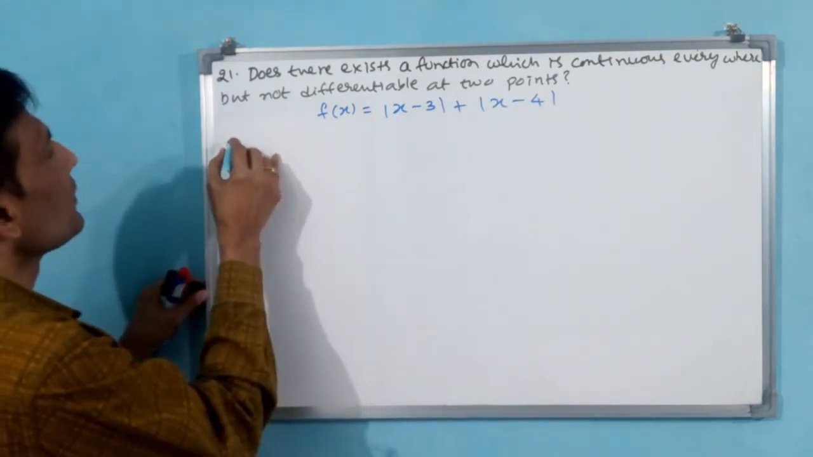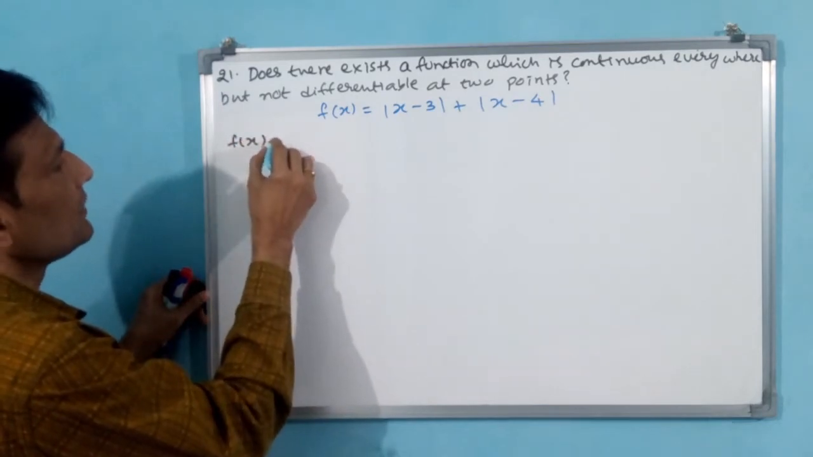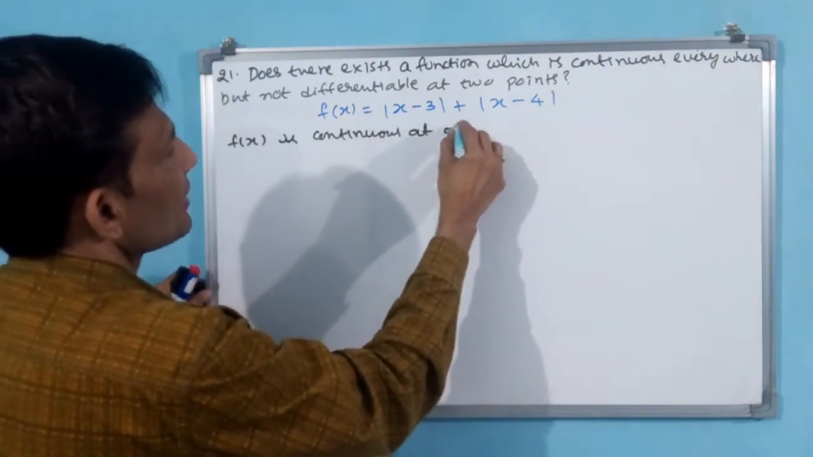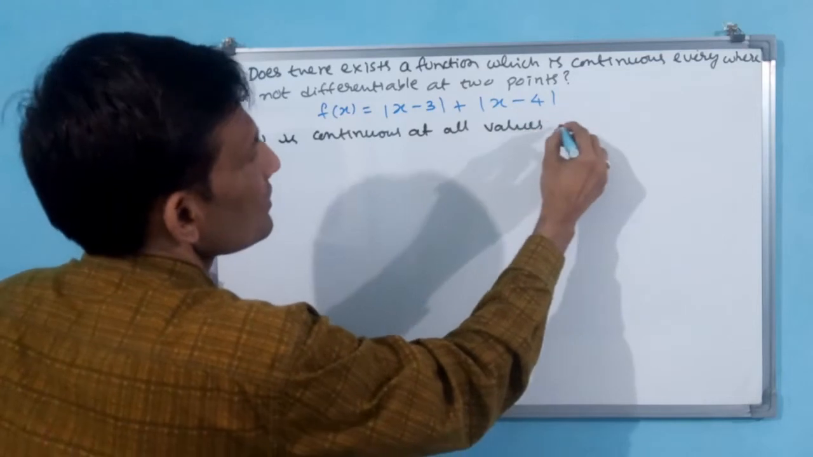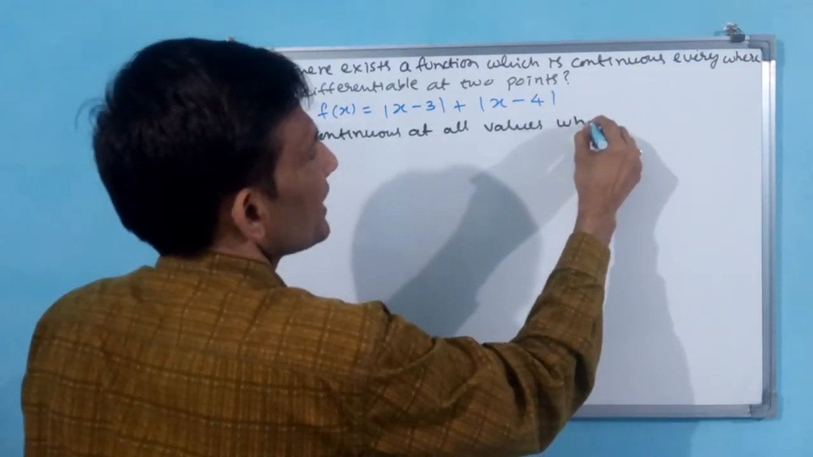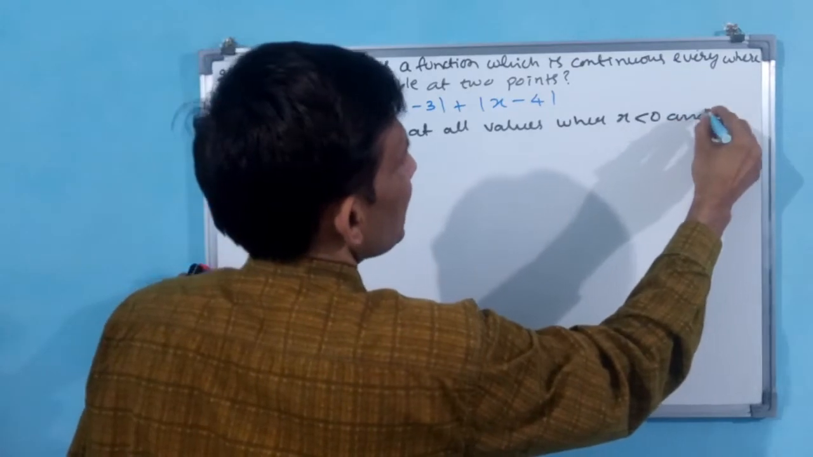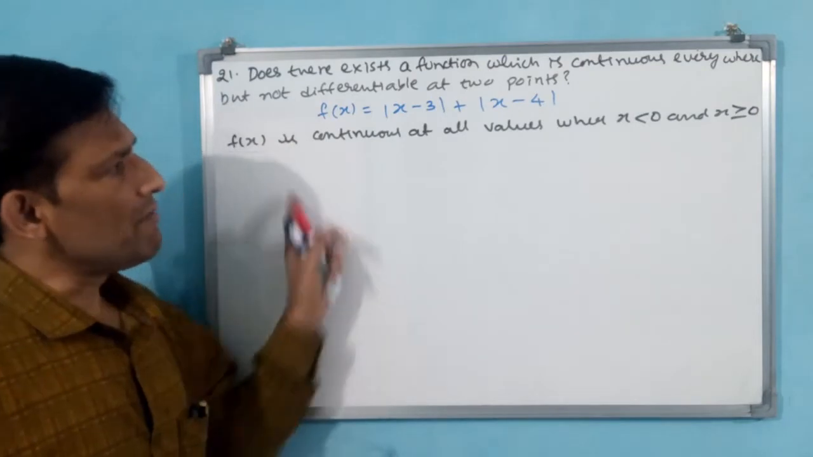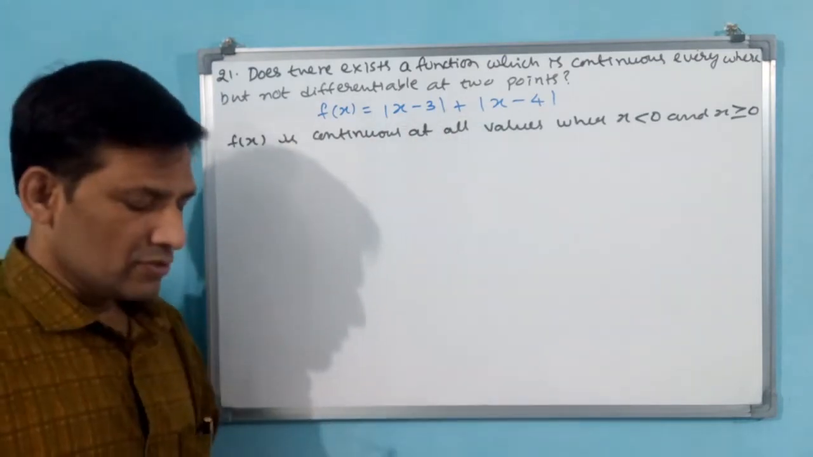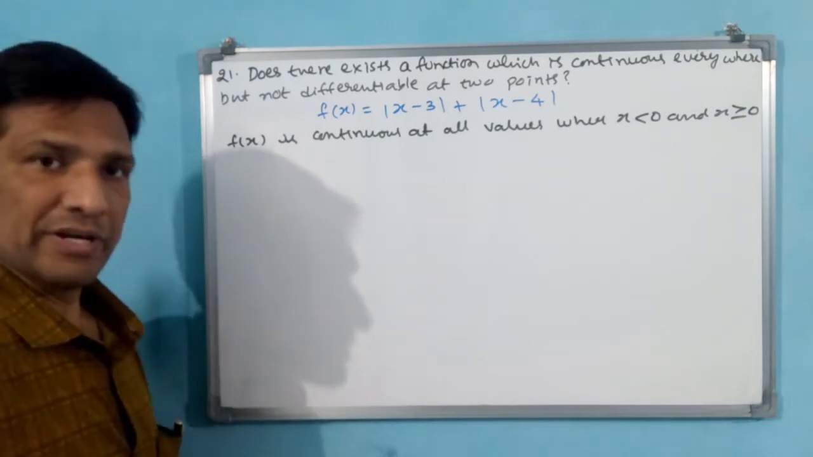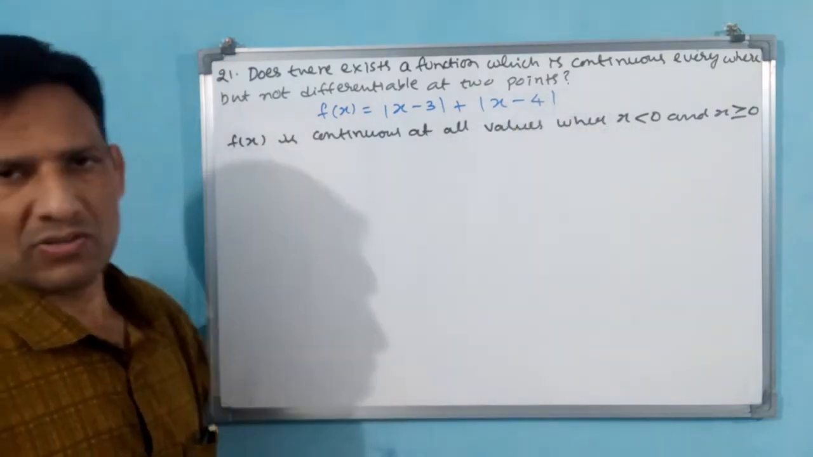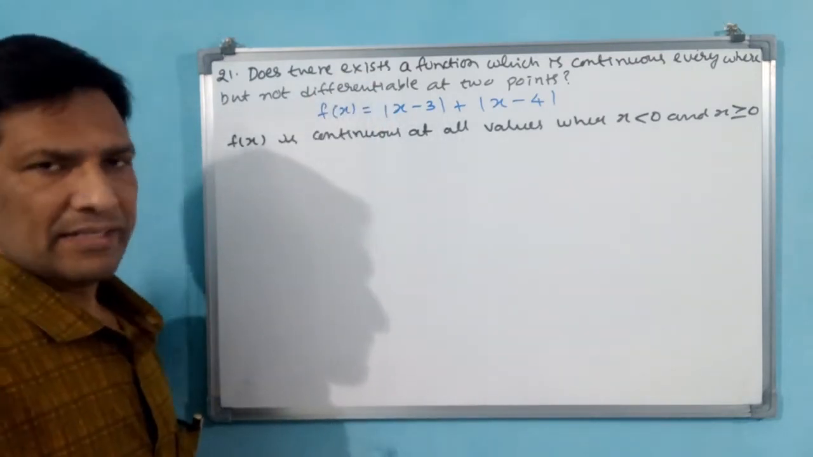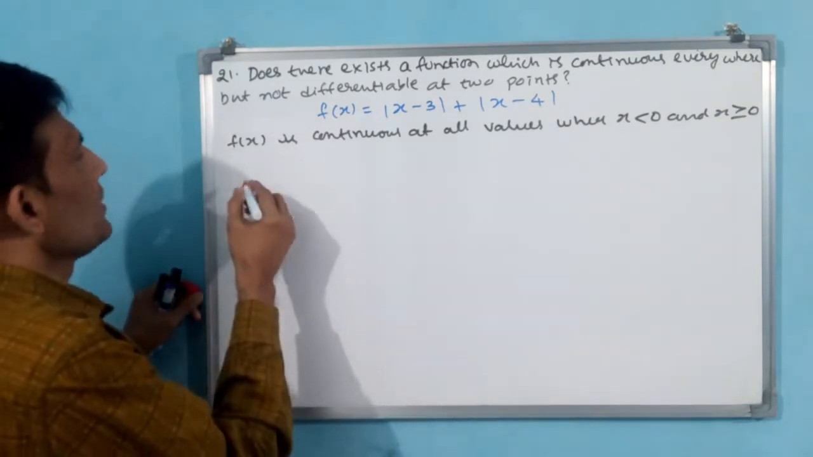You see, function f of x is continuous at all values where x is less than 0 and x is greater than or equal to 0. See, I am writing greater than or equal to 0. Okay. Everywhere these values are continuous. This one word we have written, and we will stop continuity. Continuity we know very well. There are no logical controls. Logical controls are there means we have to see continuity. Here we need not see that. But differentiability, let us see.